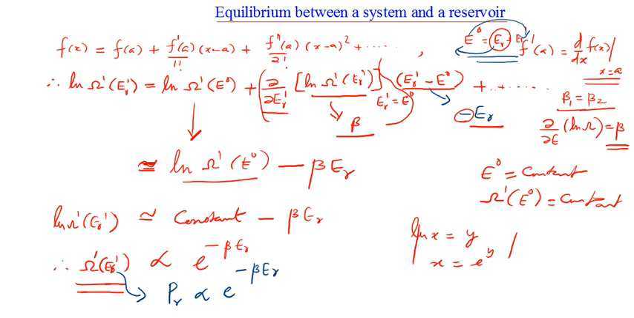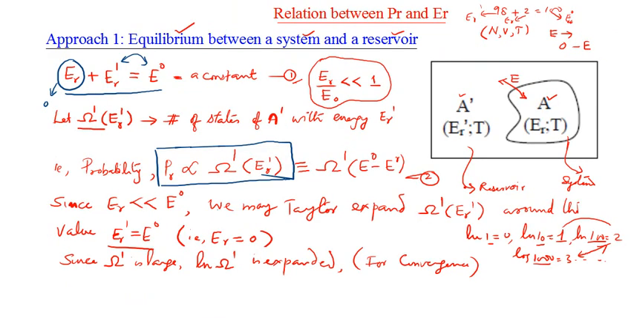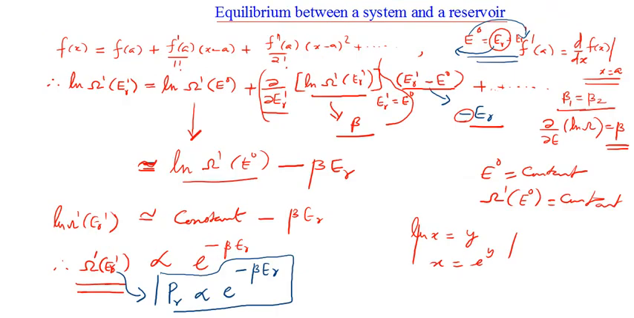This is the relation that we have been actually searching for, because our aim was to get a relationship between PR and ER. Remember the meaning of PR and ER. A system can have a large number of energy occupancies, because the system is a member of a canonical ensemble where the energy of the system can vary from 0 to E. So at any given time instant t, the probability that the system is found in a state with energy ER is what we call PR. So that probability is what we have obtained: PR is proportional to e raised to minus beta ER.